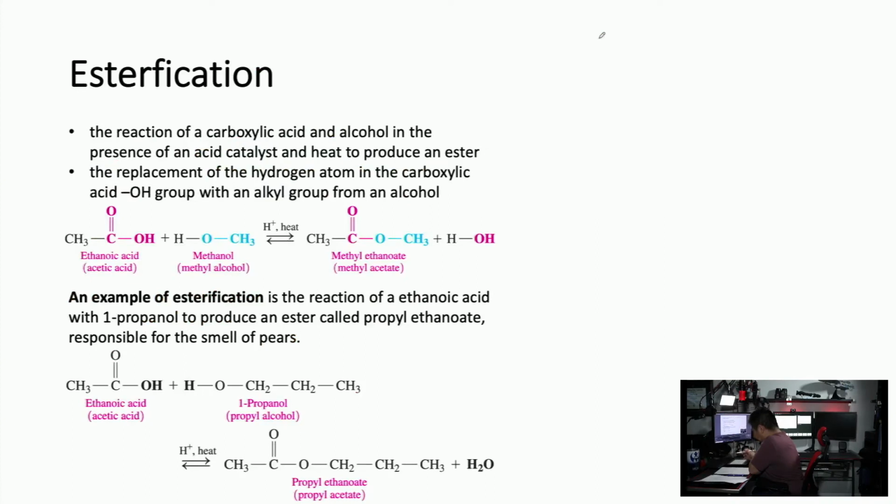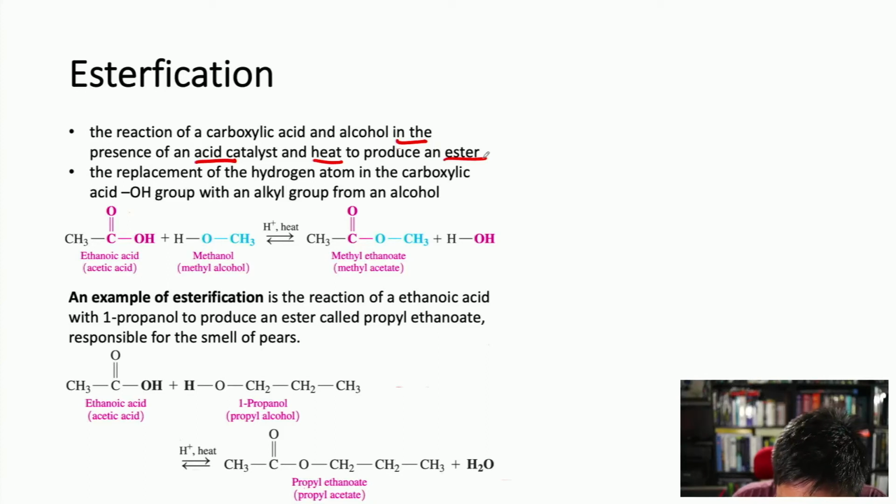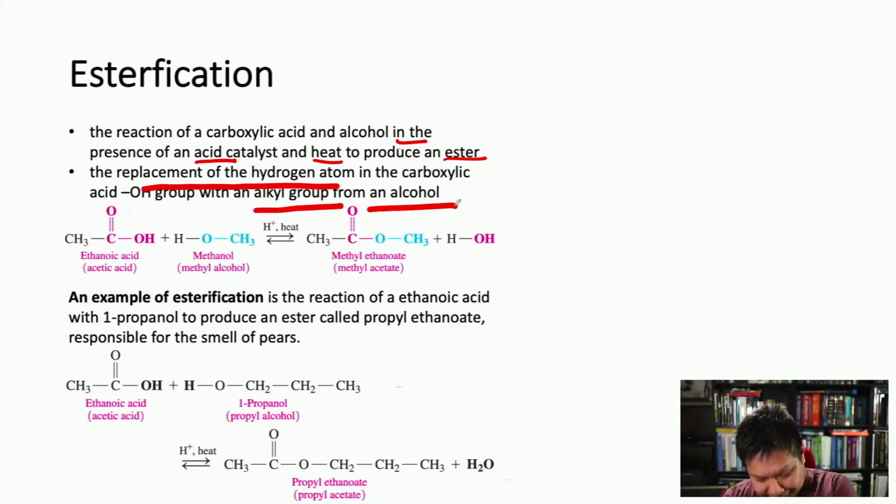All right. The reaction of a carboxylic acid and an alcohol in the presence of an acid catalyst and heat produces an ester, right? So basically what you're doing is you're replacing the hydrogen of the atom, like I was saying in the previous slide, right? In the carboxylic acid's OH group with the alkyl group that's from the alcohol, right? I already demonstrated this a little bit on the previous slide, but let's review it and look at it one more time, right? We have acetic acid here, right?